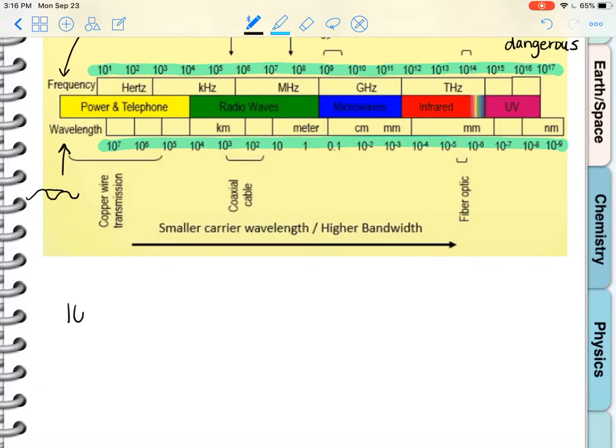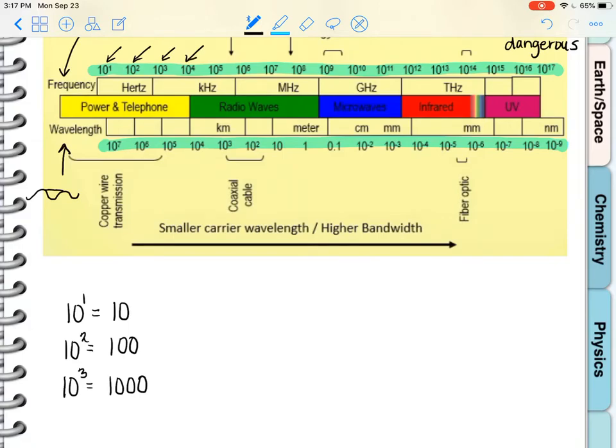10 to the first power is 10. That's down here at power. 10 to the second power is 100. 10 to the third power is 1,000. So you see this frequency is increasing in increments or powers of 10.